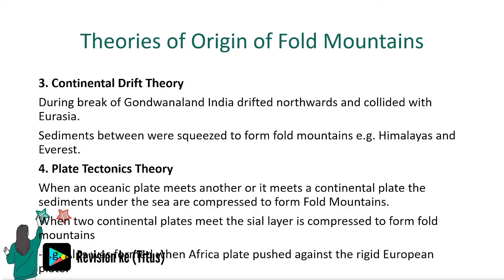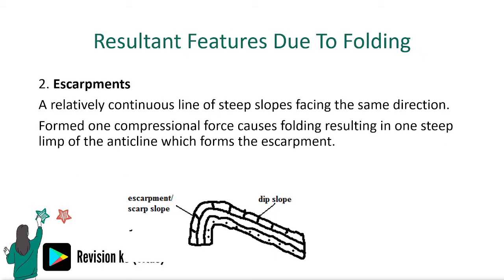We're going to look at the second one, escarpments. An escarpment is a relatively continuous line of steep slopes facing the same direction. It is formed when a compression force causes folding, resulting in one steep limb of the anticline which forms the escarpment.